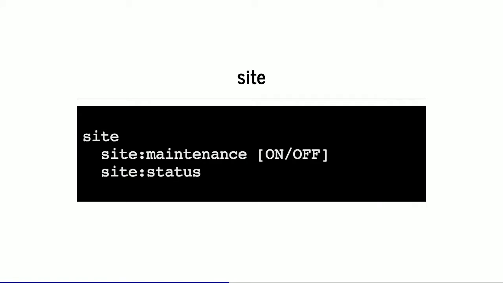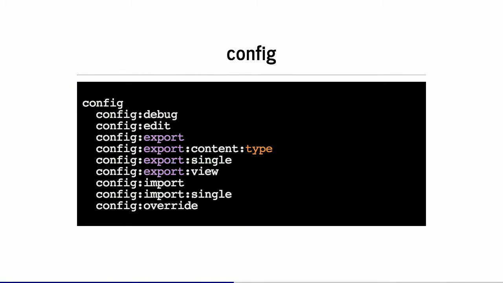Other commands of the site namespace are site maintenance, so you can turn your site maintenance mode on and off, and site status. You can see the status of your site, the database connection data, the Drupal version that you have, like the status report on the UI. We also have some commands to interact with configuration, like config debug, which pretty much lists the configuration. Config edit lets you edit a specific configuration object. There's also export and import, for example exporting a view. If you say export view, then the whole definition of the view will be exported. You can export a content type, so the content type and all of the related things, like fields and all, are exported to you.